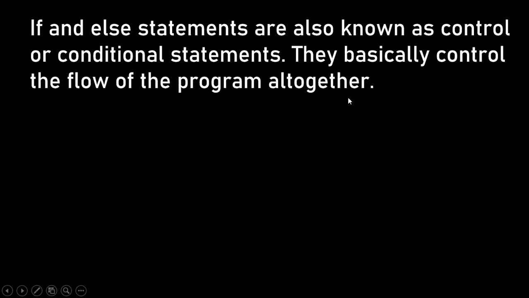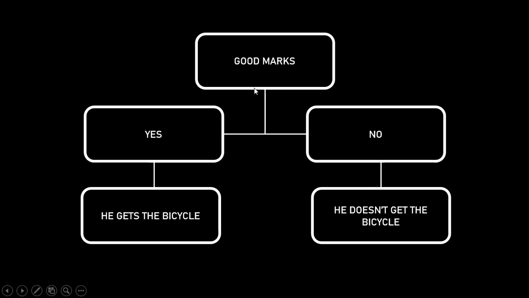Let's just say if a boy gets good marks in maths, he will get a bicycle, but if he does not, he will not. So this is the main figure, the flow of the program. If he gets good marks in maths, this goes like this, and he gets the bicycle. If he does not, he doesn't get the bicycle. So that is how the program goes if we code the program like this.